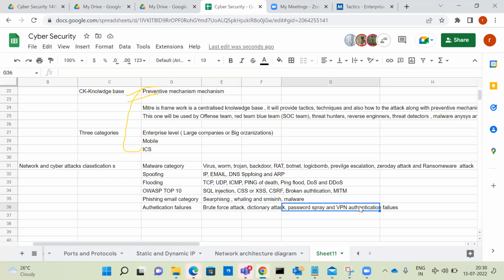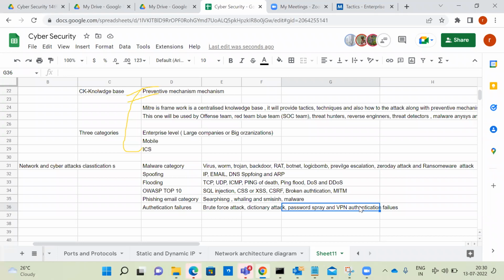These are what they regularly ask in interviews. Most of the attacks they ask about are these only. These attacks only, and incident investigation, they will ask.